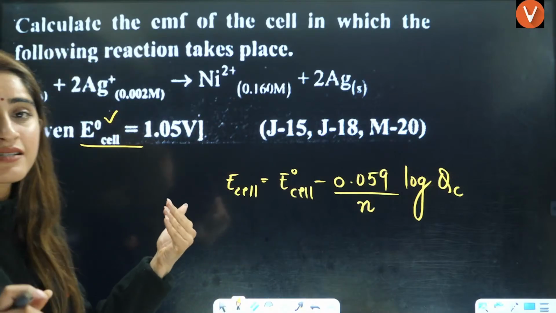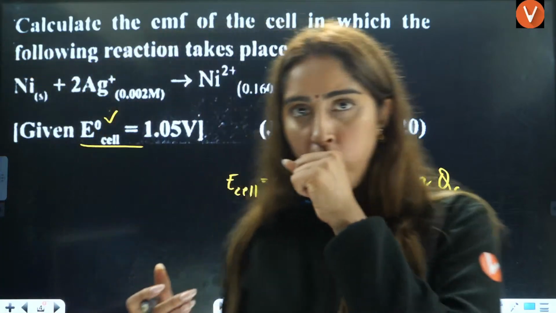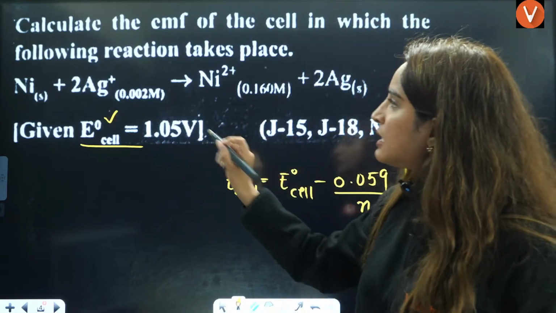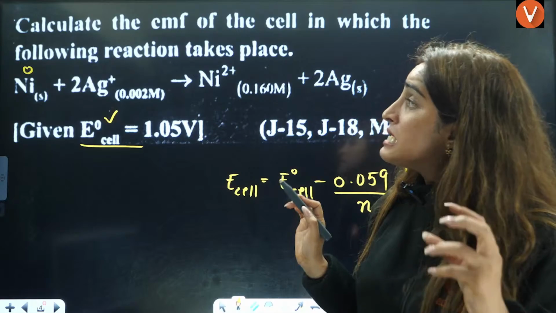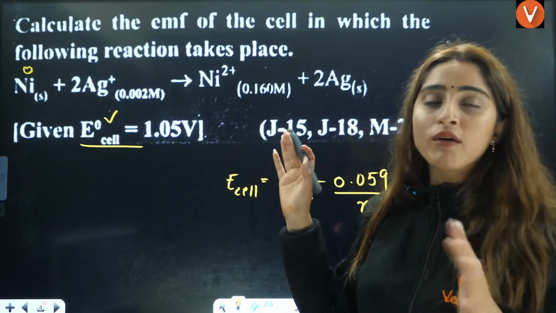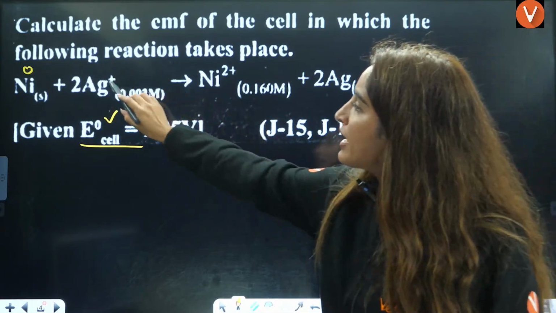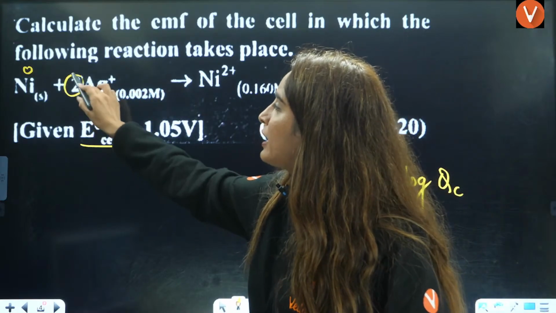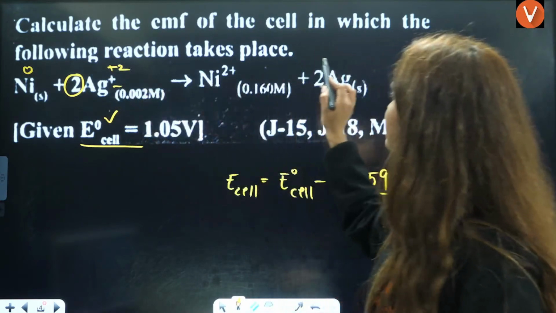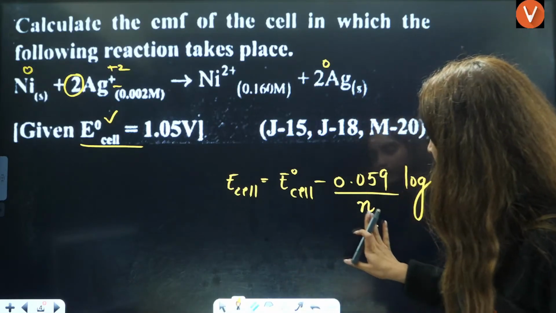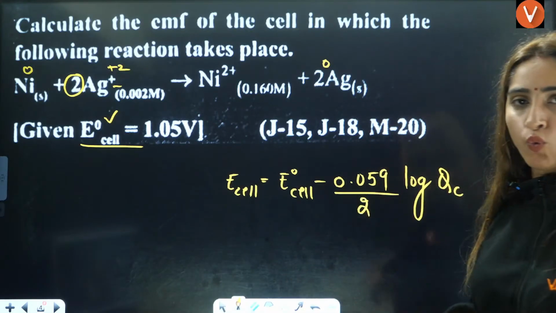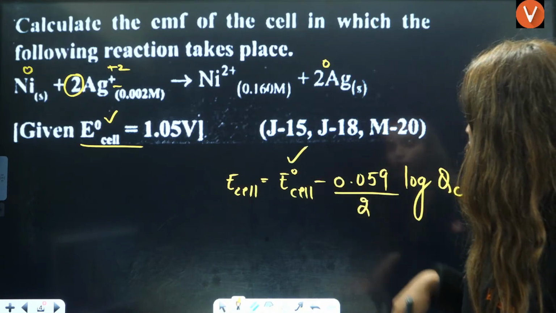What is n? n is the number of electrons lost or gained. If you see this here, this is going from 0 to +2. That means 2 electrons are getting lost here, right? So here you are gaining 2 electrons. 2 multiplied by 1, this is +2, this is 0. So that means the n factor is going to be 2, right? This you already know.